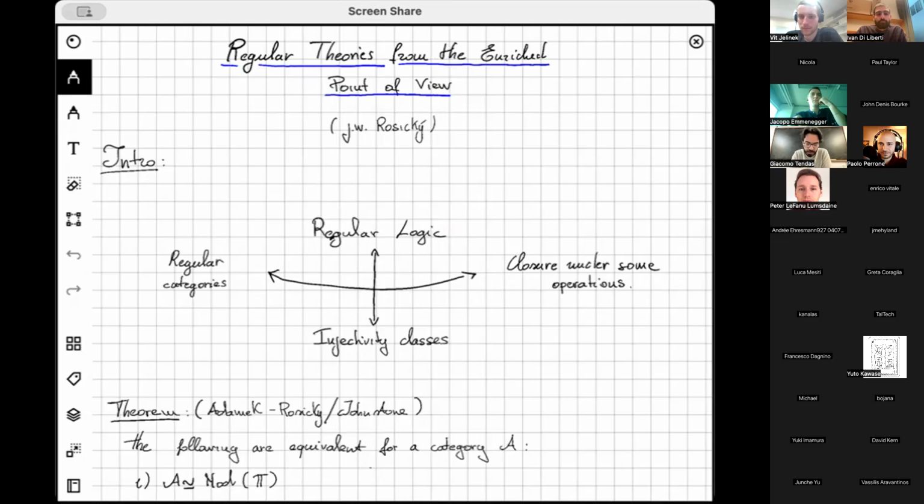Okay, so what I want to talk about is a joint work with Rosicky. And the idea is that we try to do regular logic within the framework of enriched category theory. So now that you know all about enriched categories, mine is just the simple one, enriched over the single object bicategory. So hopefully you can follow this.